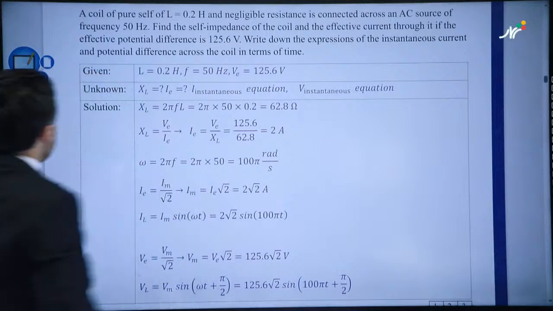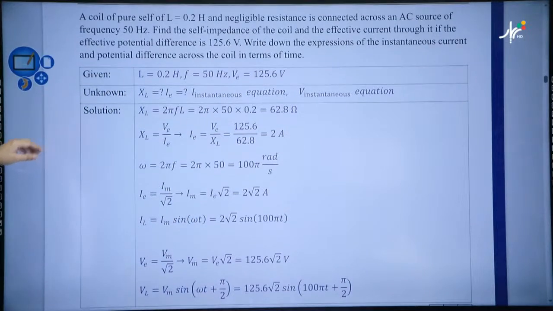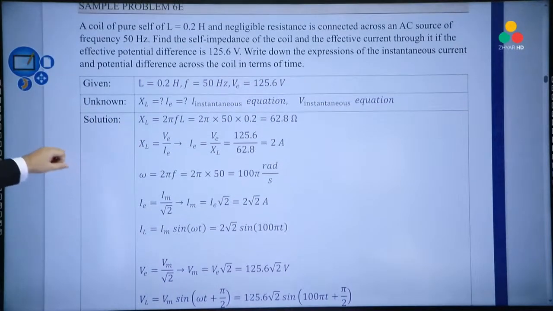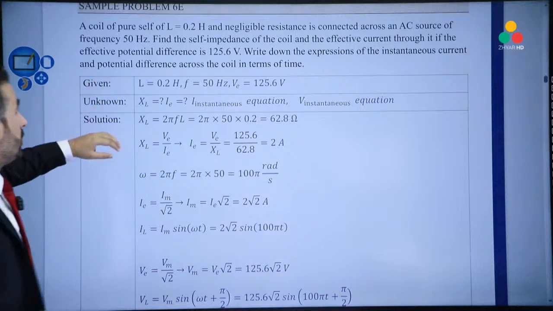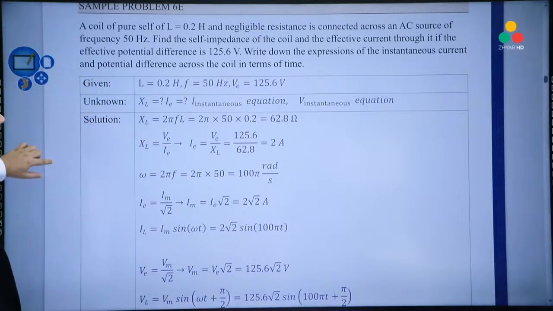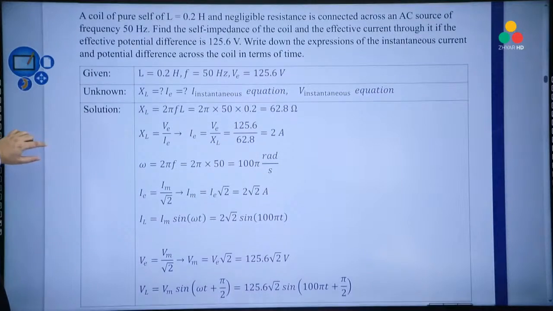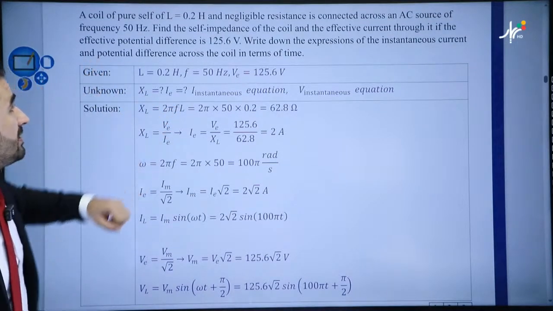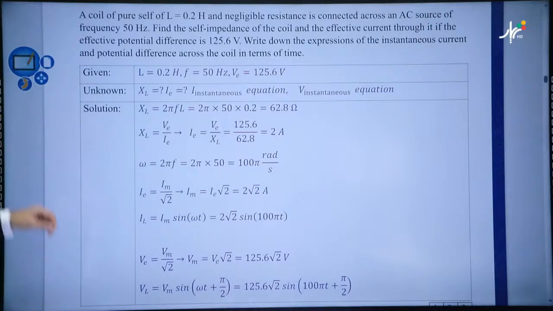Okay. Moving forward, it says a coil of pure self-inductance L, which is 0.2 Henry, and a negligible resistance is connected across an AC source of frequency 50 Hertz. Find the self-impedance of the coil and the effective current through it, and the effective potential difference is this much. Write down the expression for the instantaneous current and the potential difference across the coil in terms of time.